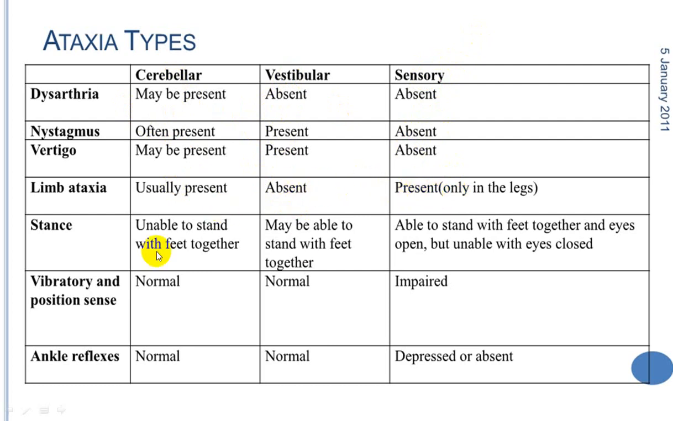In cerebellar ataxia, when a person stands, he is unable to stand with eyes open or eyes closed. Even with a broad base, he will find ataxia. While in vestibular, with eyes closed the person will drop down, but will be able to stand with a broad base, eyes open, and arms wide apart. While in sensory, he will be able to stand with feet together and eyes open, but unable to stand with eyes closed. This is very typical in sensory, because as soon as the person with a sensory deficit closes the eyes, he will have a fall. In vestibular also, the person will be able to stand with a little support, with a little broad base.